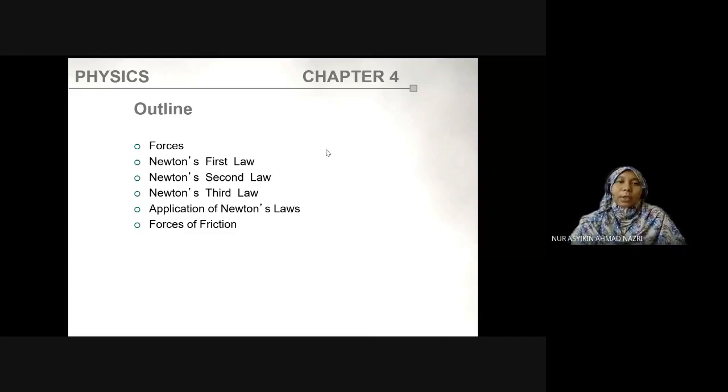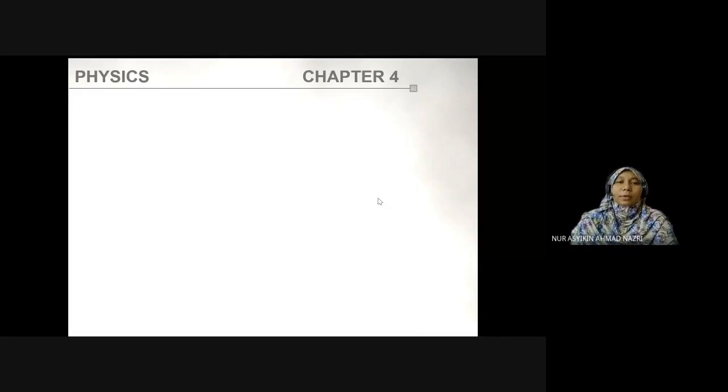Okay, on this chapter. Alright, so for the outline for today's lecture, we're going to see forces, Newton's first law, second law, Newton's third law. Application semua kita tengok tomorrow. Sebabnya today I think we only have time to see all these 4 points dulu. Tak apalah. Okay, no rush, right?